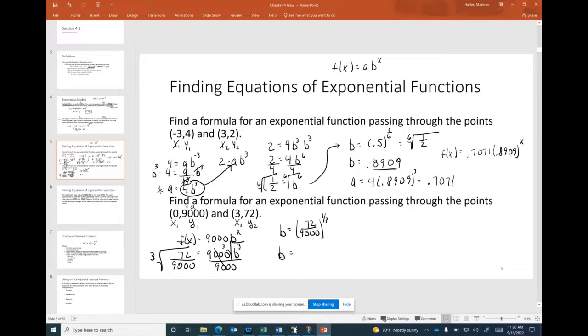72 divided by 9,000. Raise that. That's 0.008. Raise that to the 1/3 power. And we see that B here is going to be 0.2. So here's my model now. F of x equals A. That was our initial value. So it's the 9,000 times B, 0.2 raised to the x power. All right.